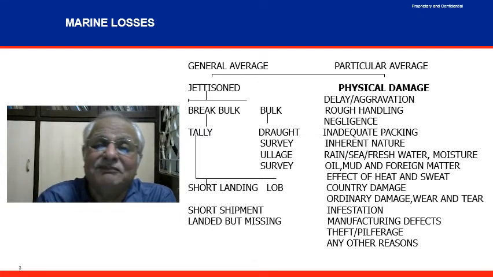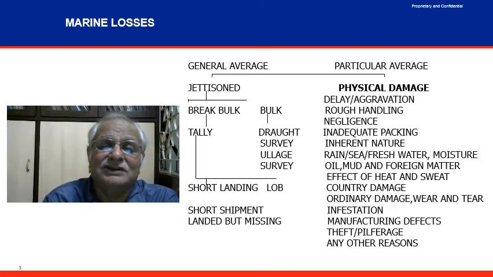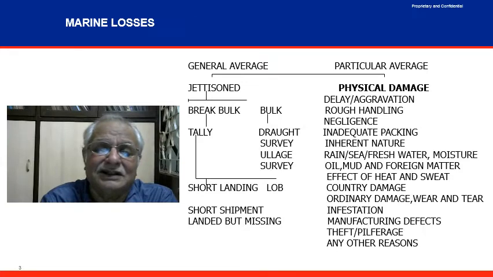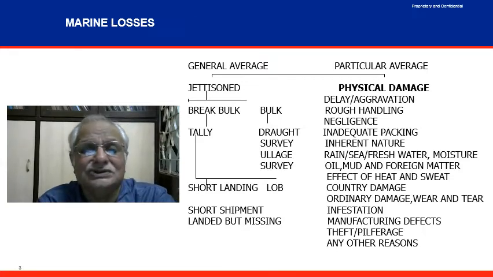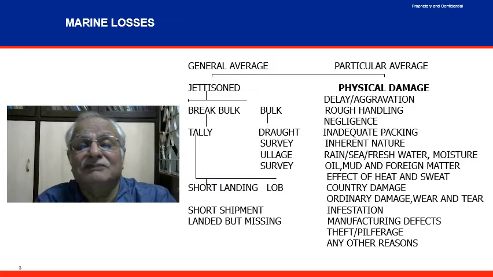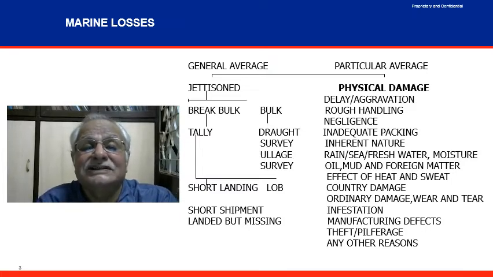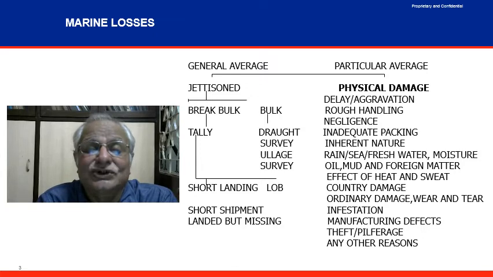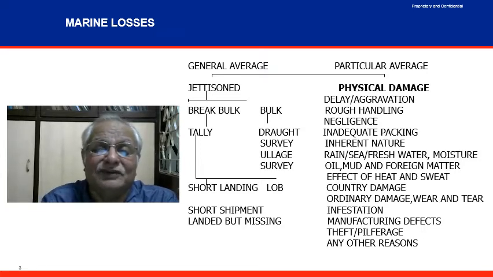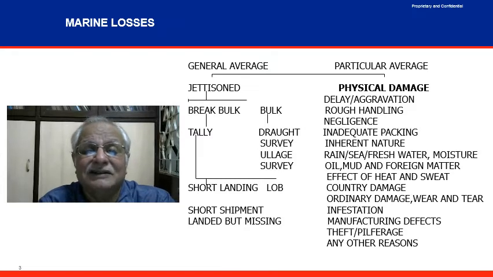Then there are theft and pilferage. If it is an all-risk policy, theft and pilferage are automatically covered. There are no issues in that. But many times with a C or B policy, the TP&D clause is separately added. So theft and pilferage is covered automatically if it is a cargo A policy. Otherwise, a separate TP&D clause is attached.